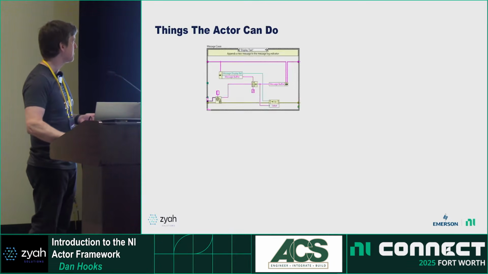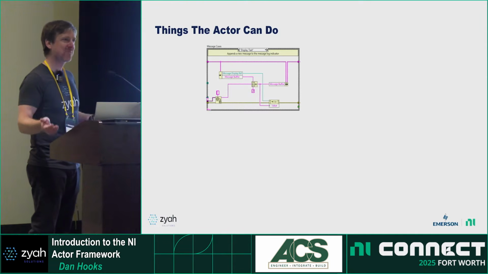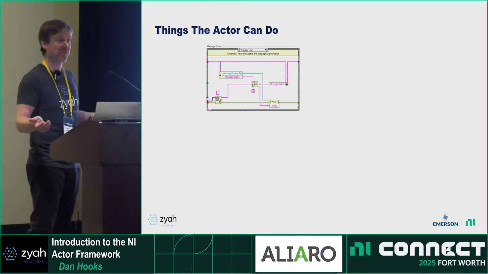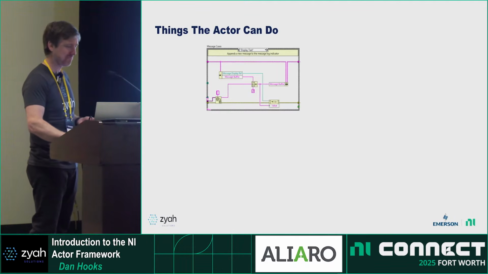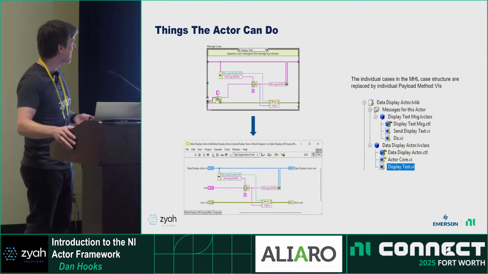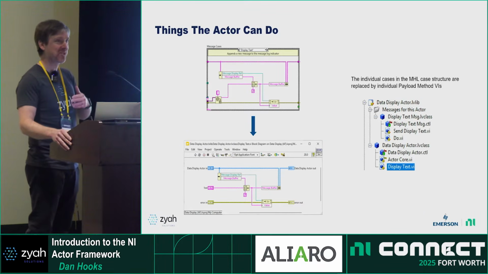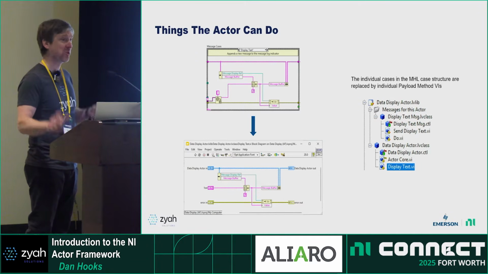No coding required. Then you've got the loop, which is important, but what's more important is what the loop is actually going to do. There are things you want the different modules in your code to do. Instead of the individual cases in the case structure, each one becomes a VI on disk. Lots of times we refer to those as payload methods. So you send a message, and then what gets run is a specific method. Send a message, execute a payload method. Those are all the things that your actor can do.